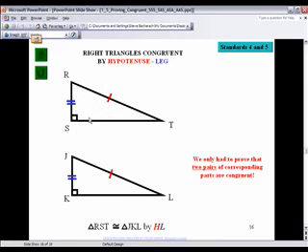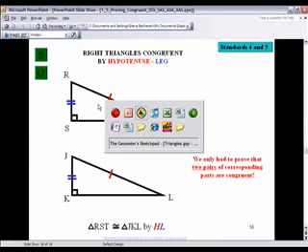So this is sort of a special case for SSA, which does work, and we call it hypotenuse leg because it is specifically for right triangles. So now a few examples.